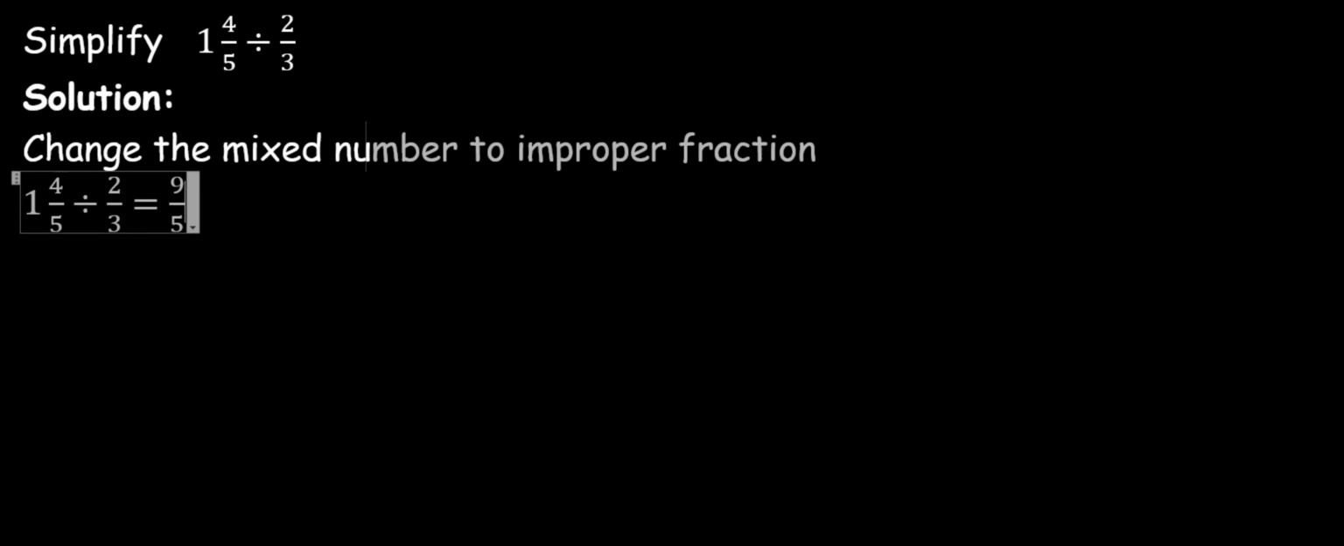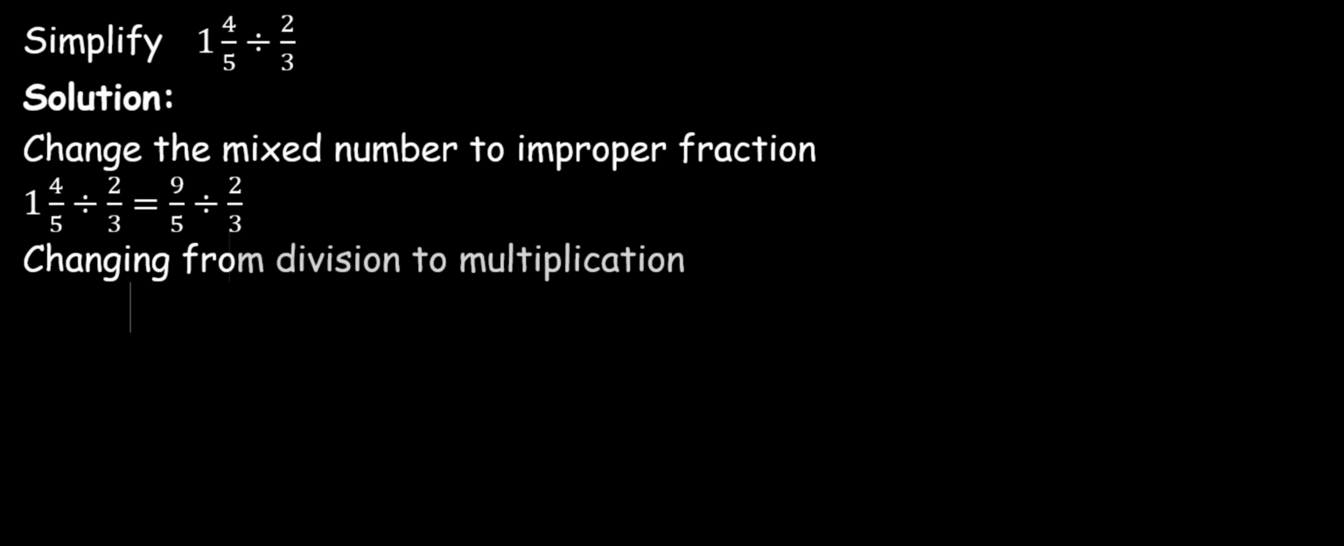Another example. Simplify 1 whole number 4 over 5 divided by 2 over 3. Solution. First, we change the mixed number to an improper fraction. Our given problem will be equal to 9 over 5 divided by 2 over 3. Next, we change from division to multiplication, and that will give us 9 over 5 times 3 over 2.